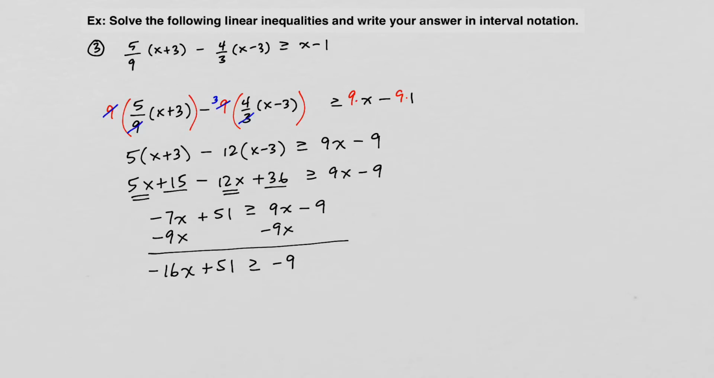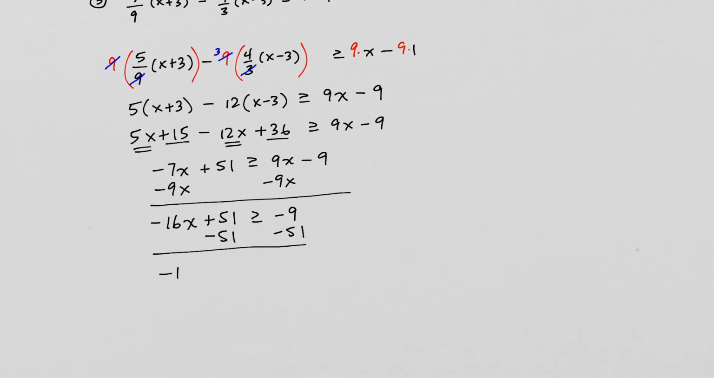So here's what we have now. And then we're going to subtract 51 from both sides, which gives us negative 16x is greater than or equal to negative 60. And then here's the critical step. We're going to divide both sides by negative 16.